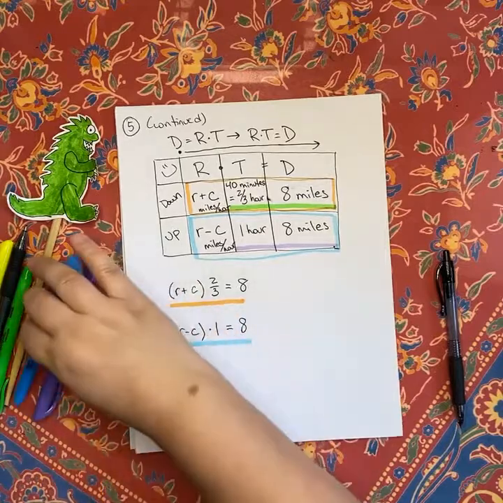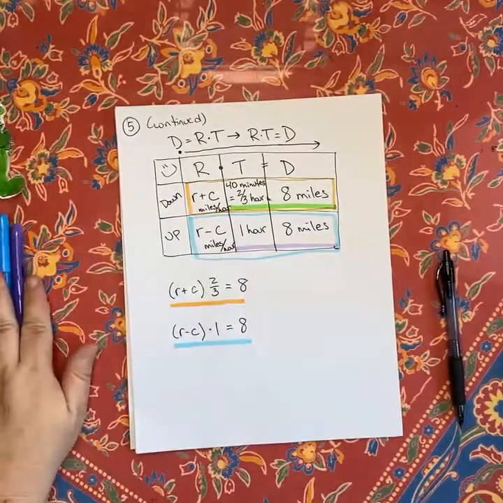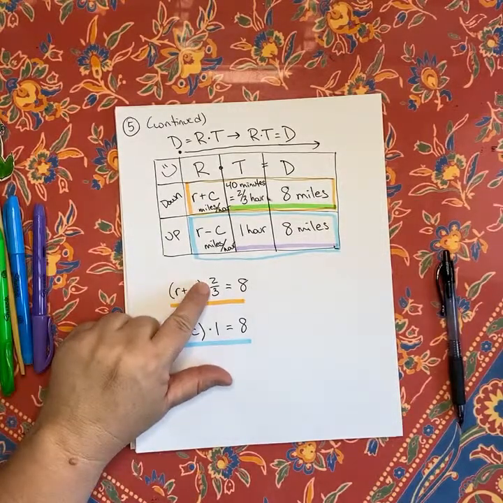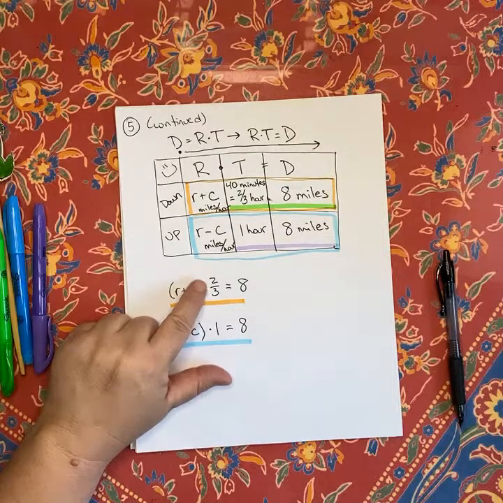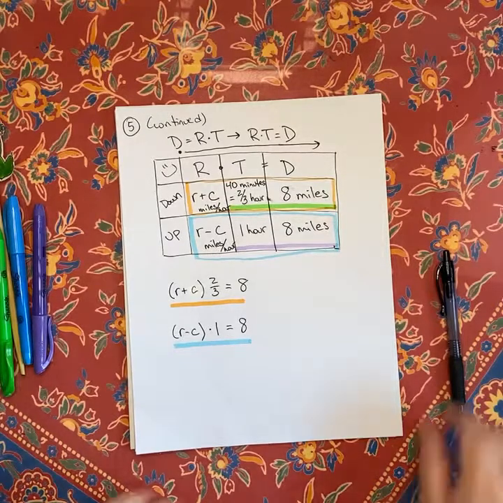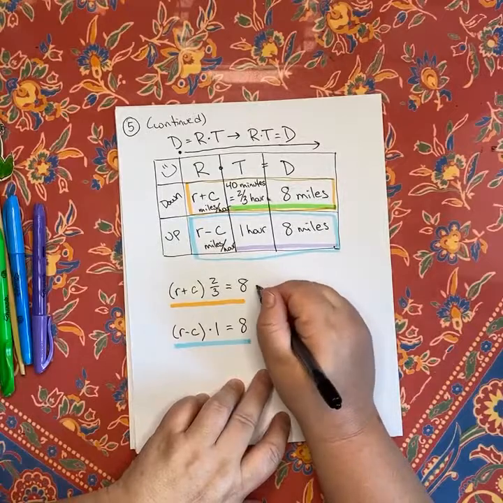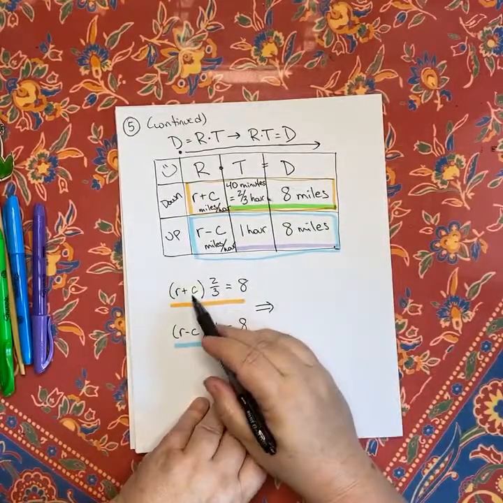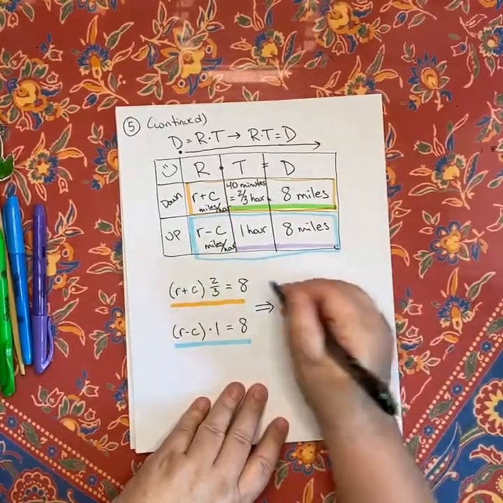Okay, so now what? Well, I've got a couple of options. My first option is to say, I don't know that I want to deal with this fraction. So I might want to clear this fraction. So I could multiply everything by 3. But I have another suggestion I'd like to introduce. I would like to suggest that for just this equation, we multiply both sides of the equation by 3/2.